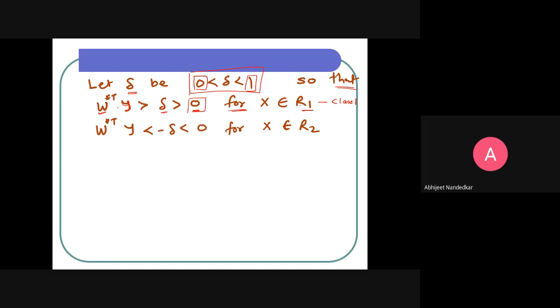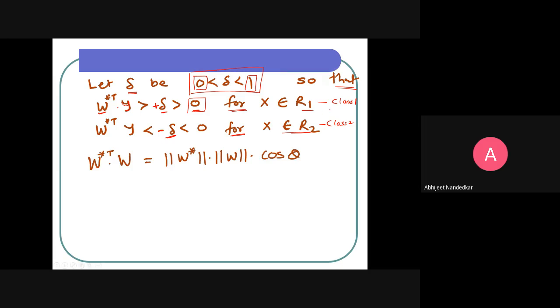Similarly, I assume that W star transpose y is less than minus delta. Here it was plus delta. I am now saying it is less than minus delta, less than 0, for all samples that belong to class 2 or region 2.